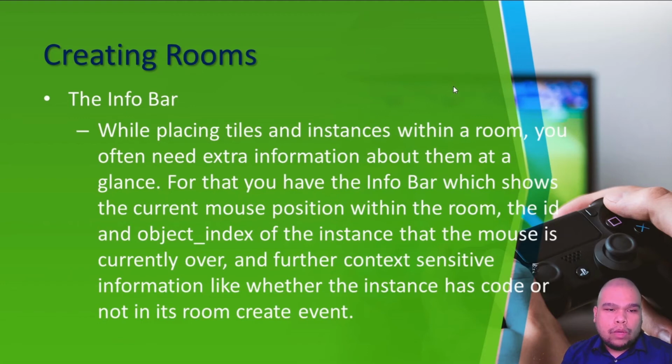The info bar. While placing tiles and instances within a room, you often need extra information about them at a glance. For that, you have the info bar, which shows the current mouse position within the room, the ID and object index of the instance that the mouse is currently over, and further context-sensitive information like whether the instance has code or not in its room create event.